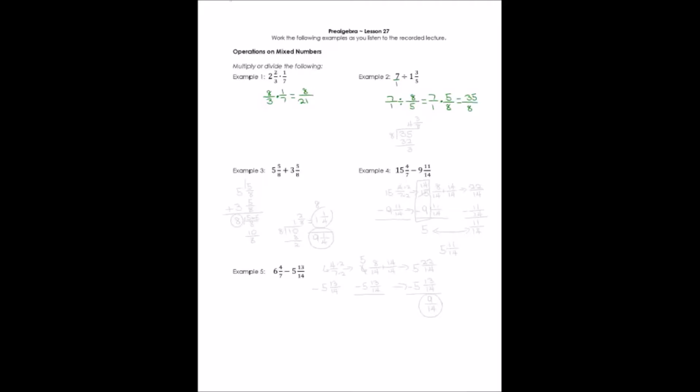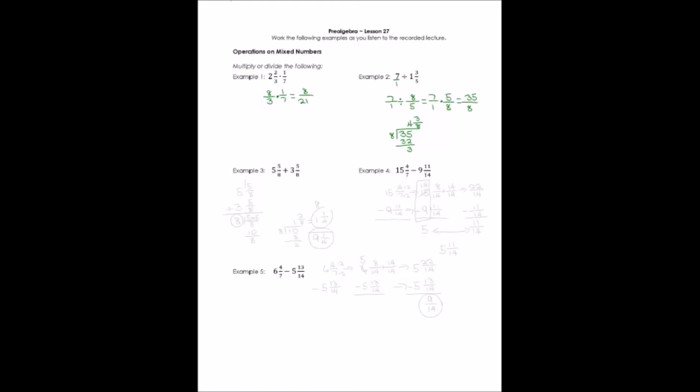This problem began with a mixed number, so we're going to convert it back to a mixed number by taking 35 and dividing by 8. That's our improper fraction. I would say 8 goes into 35 4 times. And it gives me a remainder of 3, which I write over my same denominator, which is the divisor also of 8. And my answer is 4 3/8.